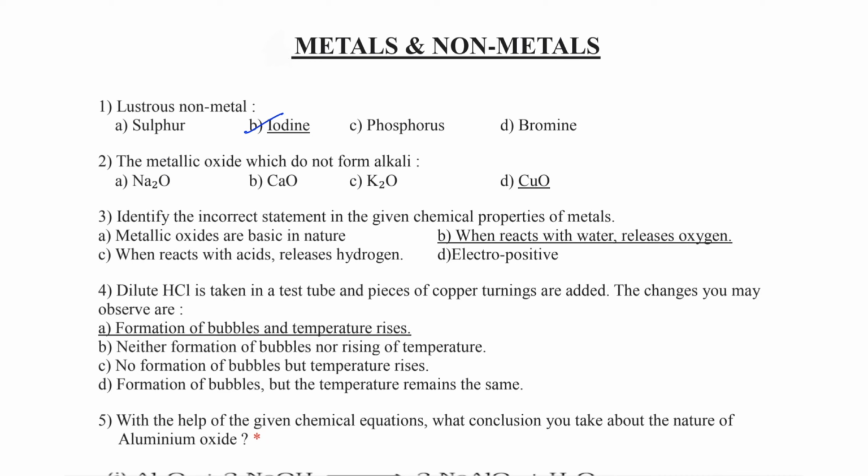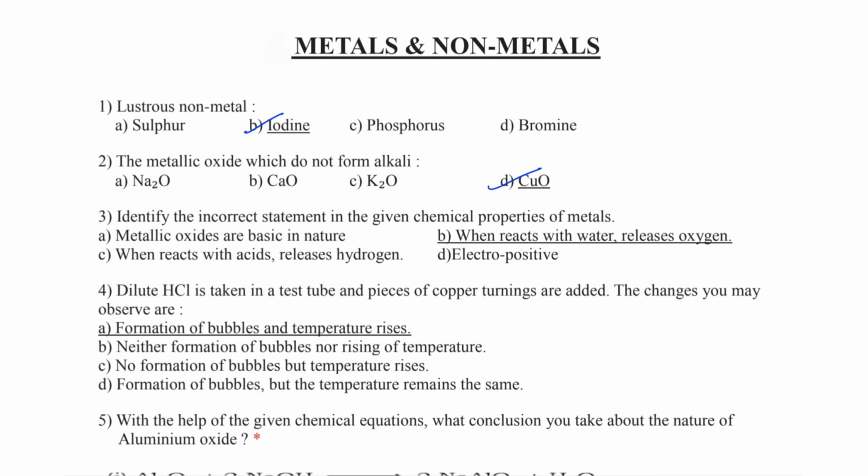Question number 2. The metallic oxide which do not form alkali. Option 1, sodium oxide, option 2, calcium oxide, option 3, potassium oxide, option 4, copper oxide. The metal oxides which form alkalis are group 1 and group 2 metals. So here the right answer is option D, copper oxide is the one which do not form alkali.